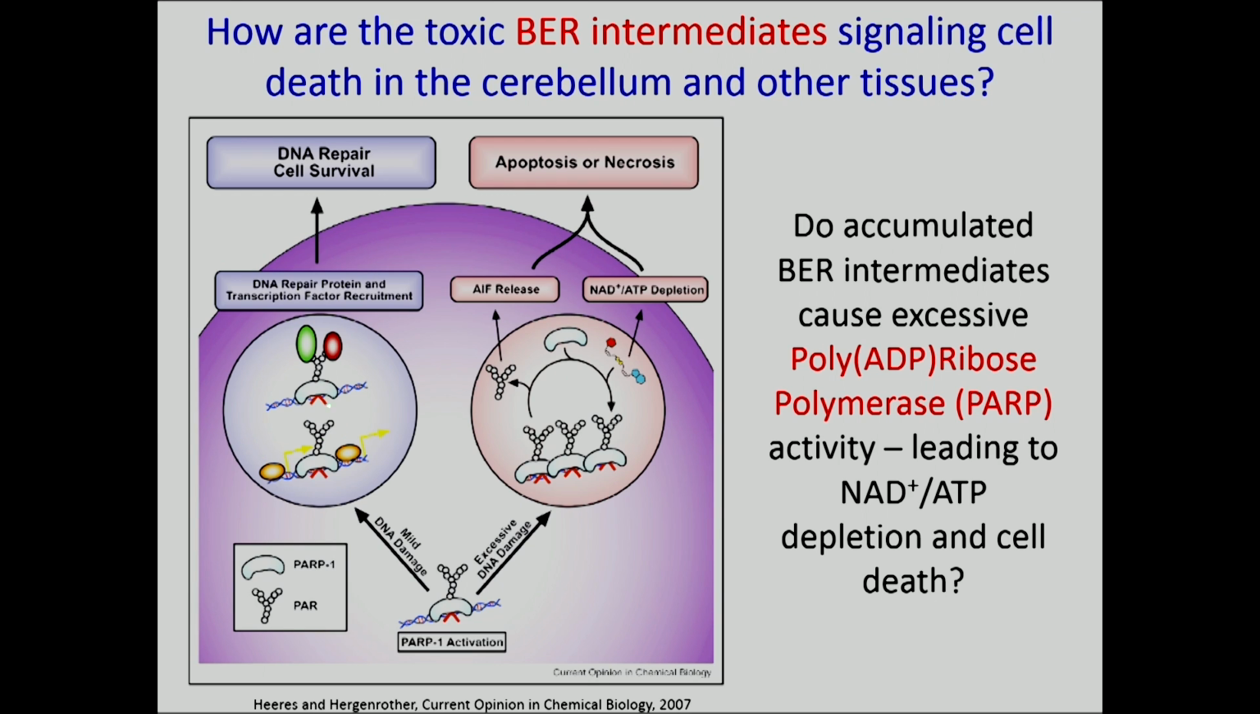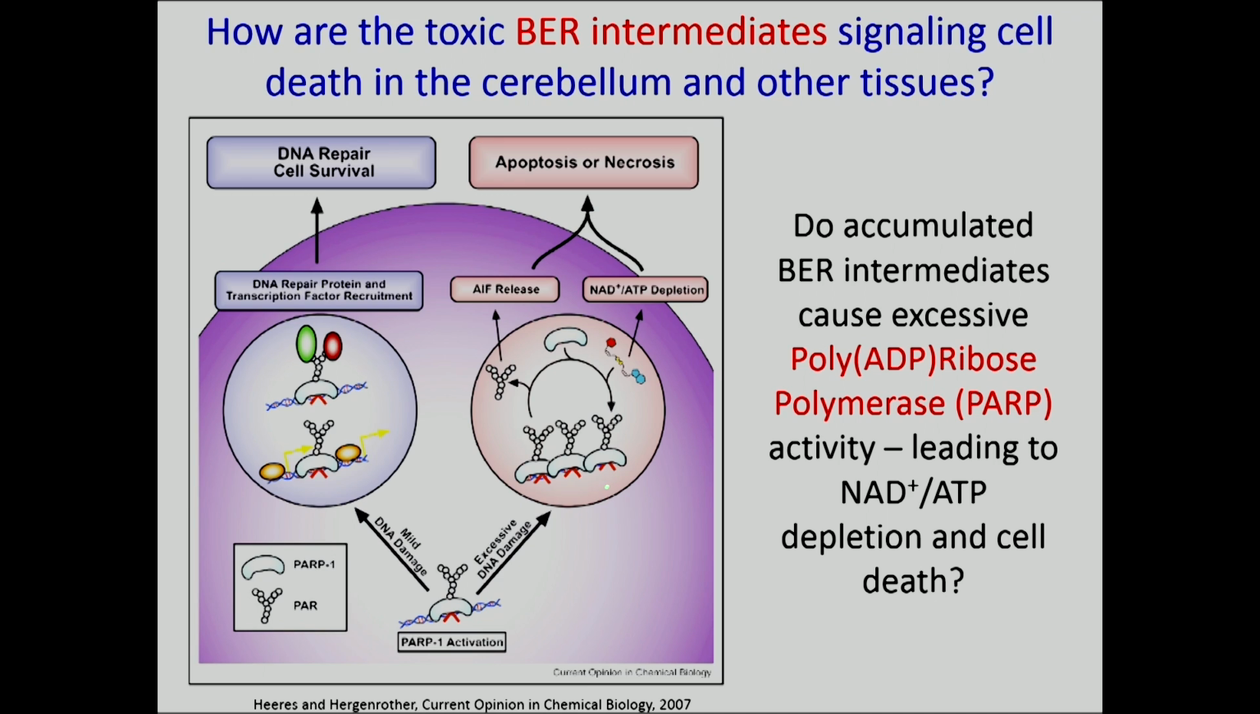It binds to those single-strand breaks, and upon binding, activates its ability to generate these poly-ADP ribose polymers. With mild amounts of damage, this allows the recruitment of DNA repair enzymes that help the cell survive. And in fact, you've probably heard about using PARP inhibitors to treat cancer patients because repair is thought to be inhibited, and that makes the cells more sensitive.